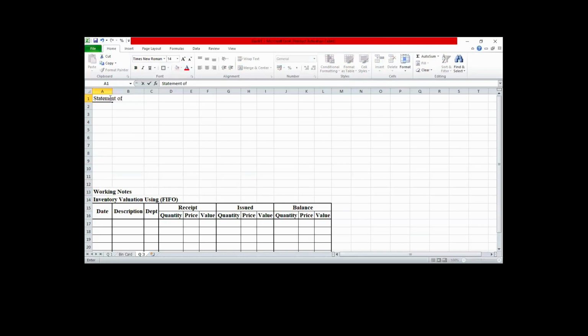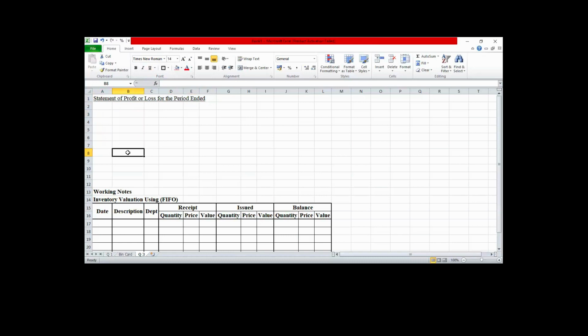Statement of profit or loss for the period ended. This is what they want you to prepare. But we cannot prepare this without having our closing what? Inventory. Okay. Is it clear?